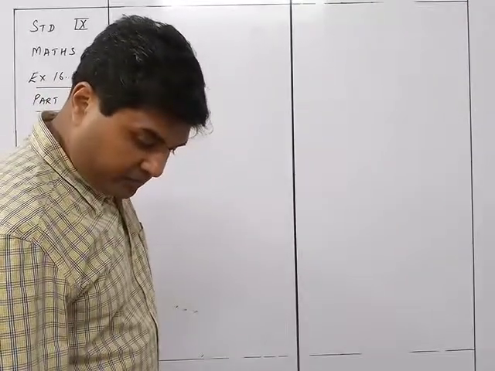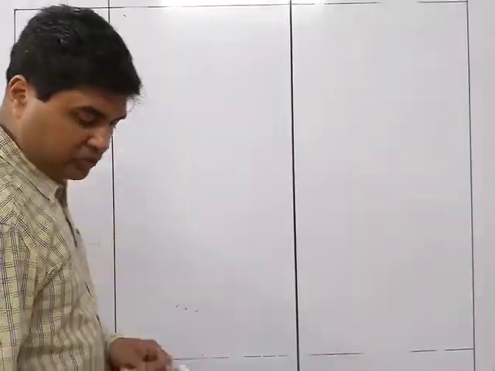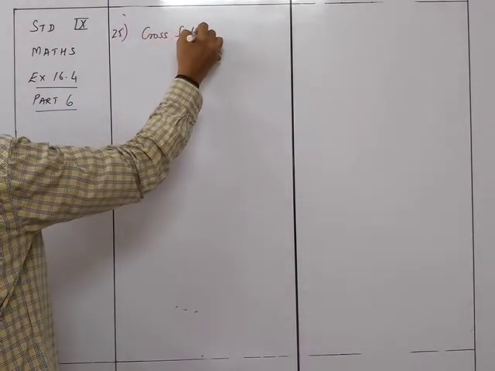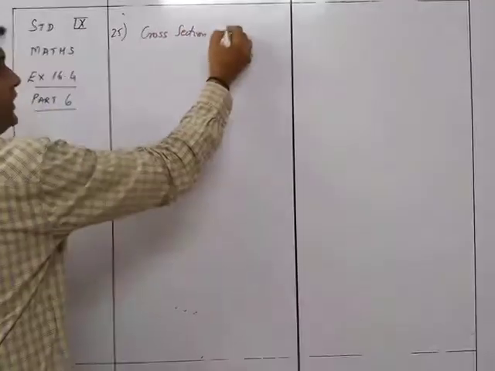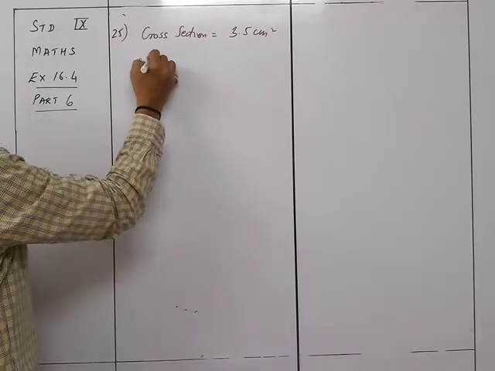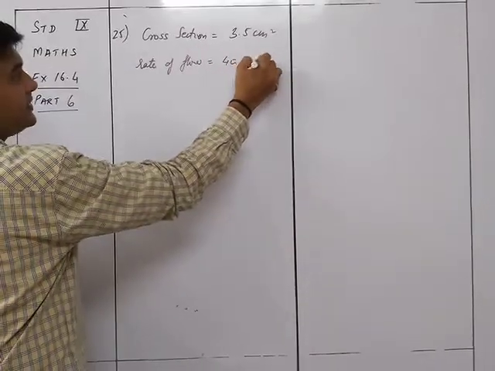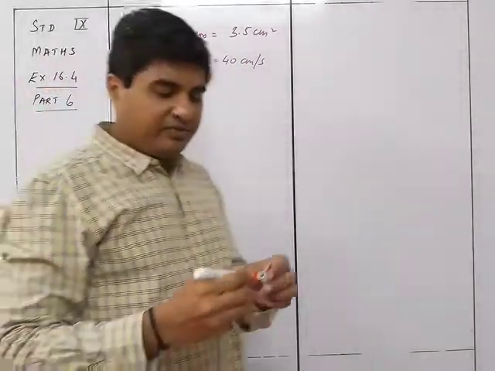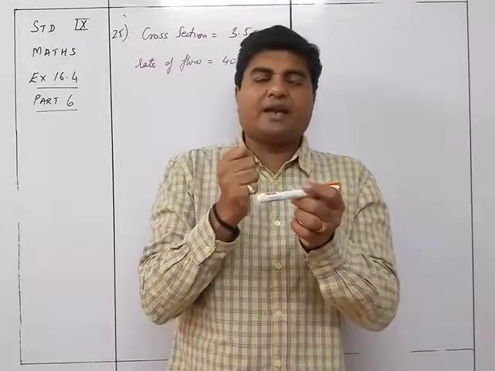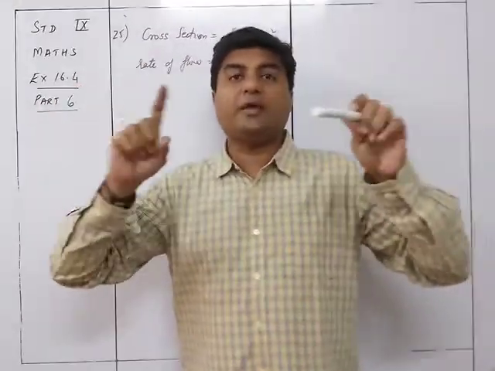Sum number 25. The area of cross section of a pipe is 3.5 centimeter square. Water flows in a pipe at the rate of 40 centimeter per second. So cross section area is equal to 3.5 centimeter square, and the rate of flow is equal to 40 centimeter per second. That means that if the pipe is there and I pause, if I am able to have some power to press the pause button, and I pause for 1 second, how far will the pipe be filled? It will be filled up to 40 centimeter. So the height is 40 centimeter for 1 second.